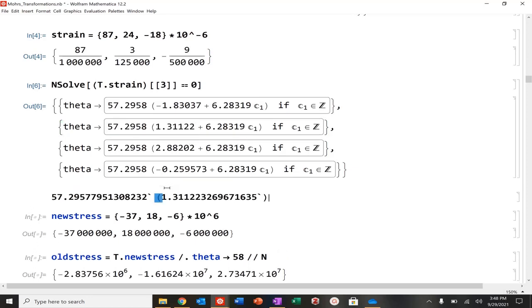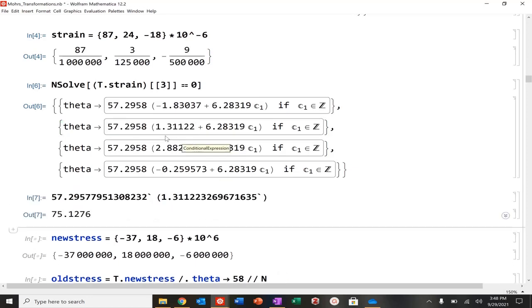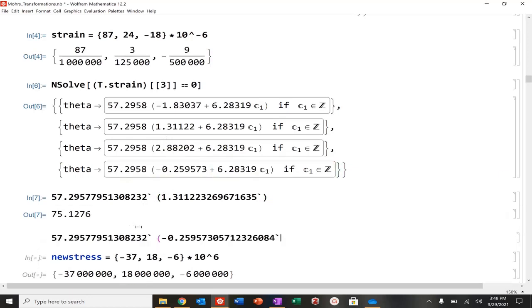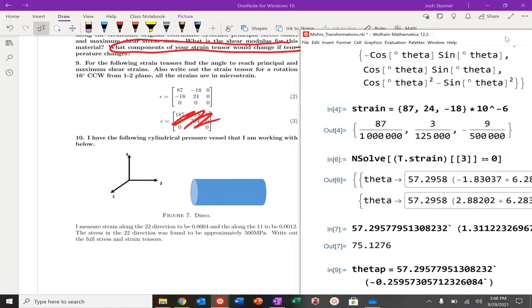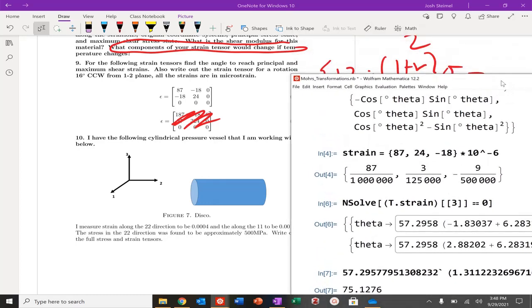Let's see, 75, I could do that, but I can also just do this minus. Either angle is going to work, but I'm going to say this is my theta p. So that's my principal. So let's go ahead and look here. So I found the angle.